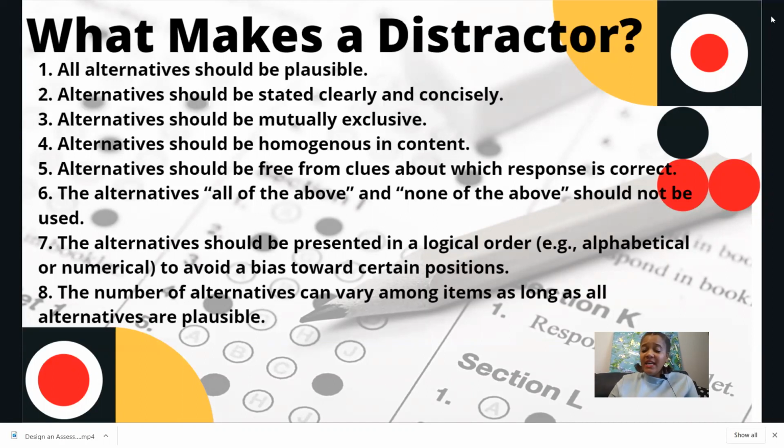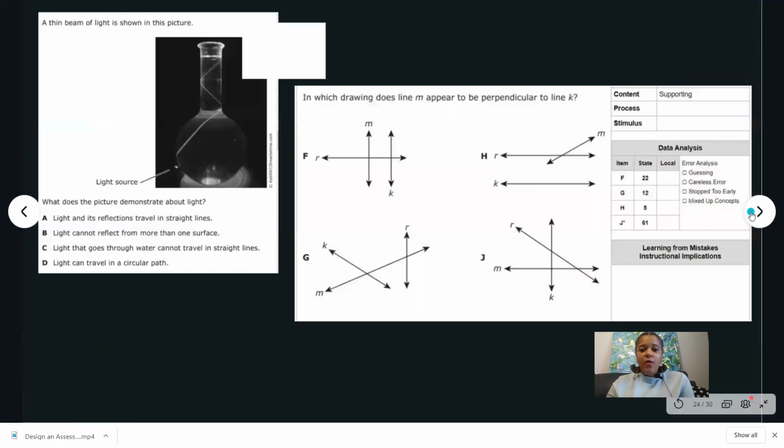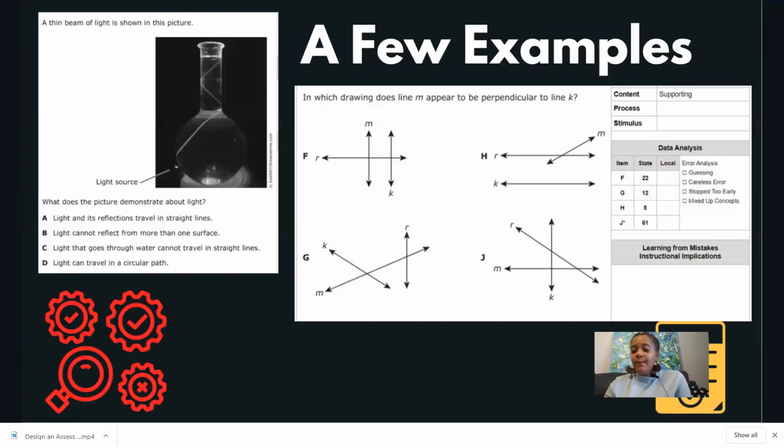The reason why is because it changes it from being a process of thought to an exact elimination. Meaning if one thing makes sense, but the rest of them don't, that means all of the above can't be used. And then it takes it from being a processing piece to elimination. They should be in logical order or alphabetical order because you have to make sure that you're not showing bias towards positions.